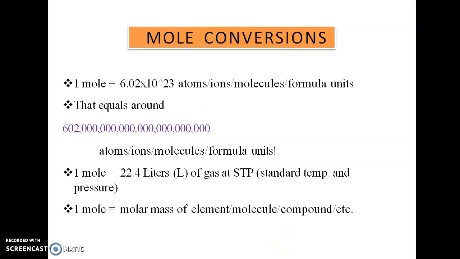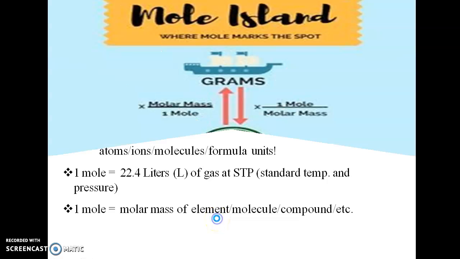Now we see mole conversion. So 1 mole is equal to 6.02 × 10^23 atoms or ions or molecules or formula units. 1 mole is equal to 22.4 liters of gas at STP. When the volume is considered, you take 22.4 liters for 1 mole, and 1 mole is equal to the molar mass of the element, molecule or compound, etc.